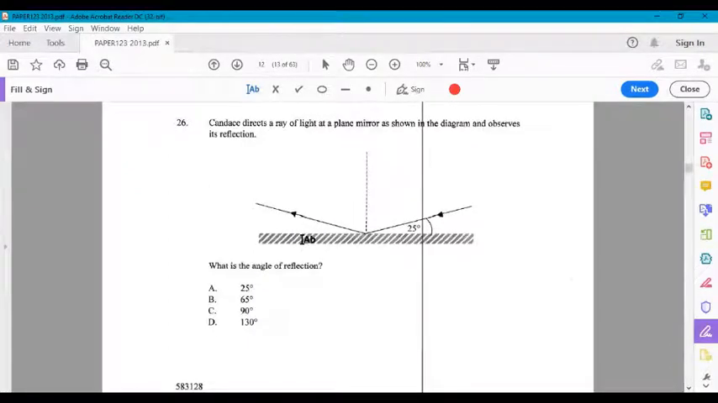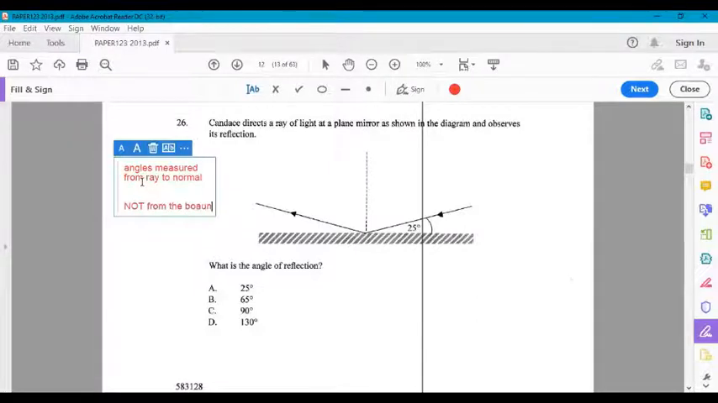26. Candace directs a ray of light at a plane mirror as shown in the diagram and observes its reflection. What is the angle of reflection? Okay, don't get tripped up on these. Remember that the angles are measured from ray to normal, okay, between the ray and the normal, not from the boundary.